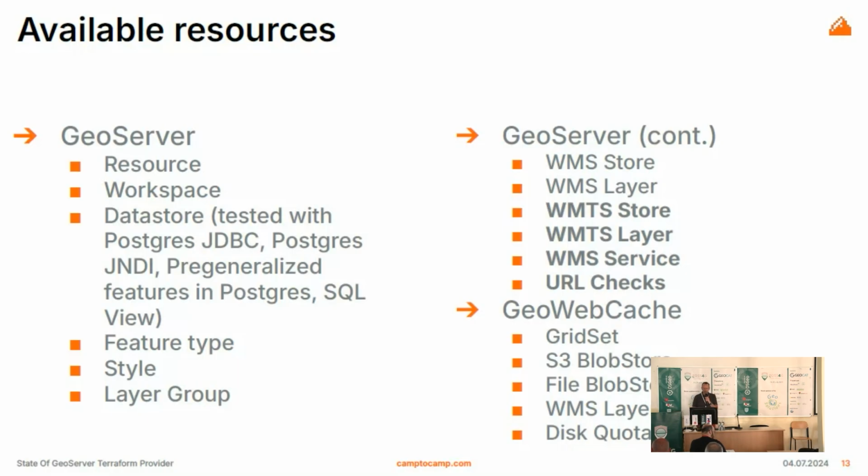So now we don't cover the whole capacities of the REST API of GeoServer for now. We cover only what our customer needs for the moment. So, but it's quite to have a lot of stuff. So we manage resource, the workspace, data stores, mostly database related ones on Postgres with JDBC, JNDI, pre-generalized feature, SQL view. We manage feature type, style, and layer group. Also WMS, external cascaded WMS, cascaded WMTS, configuration of security for URL checks and WMS service, and also GeoWebCache.